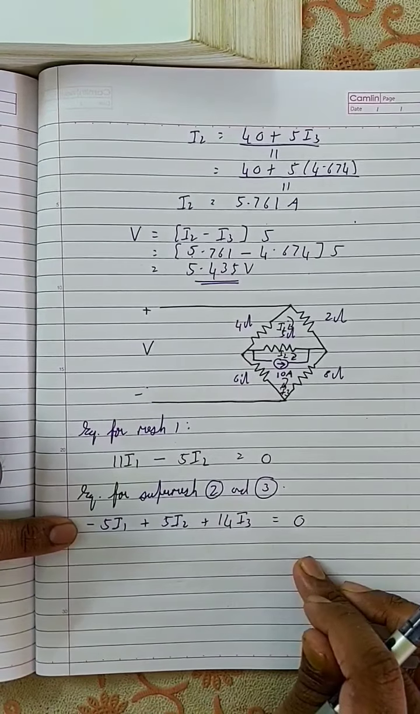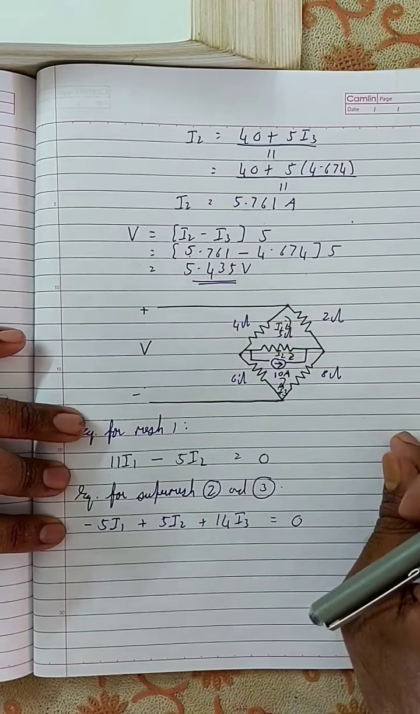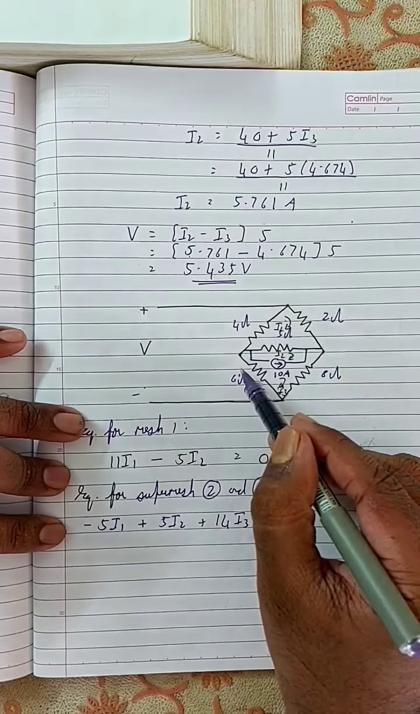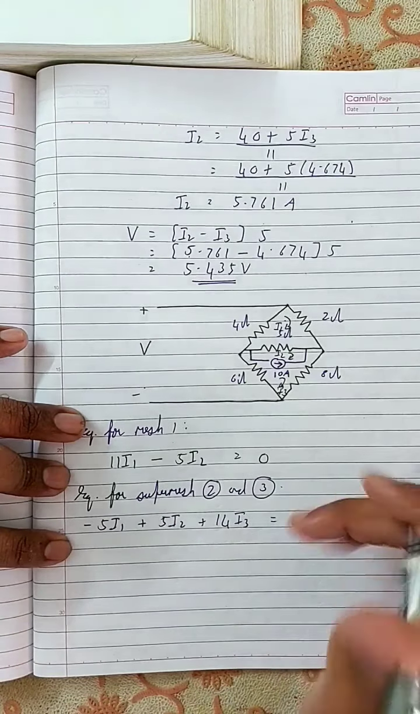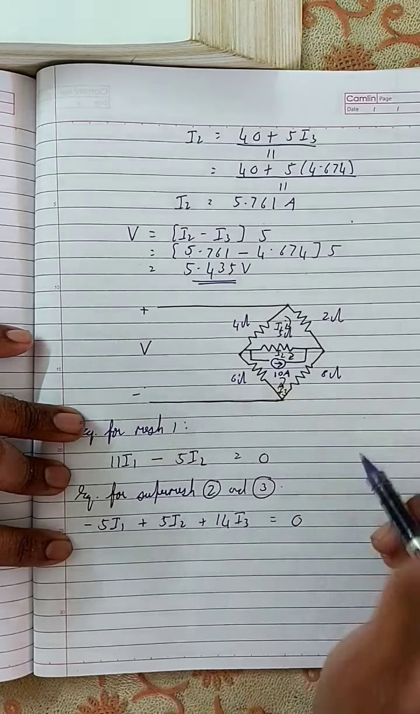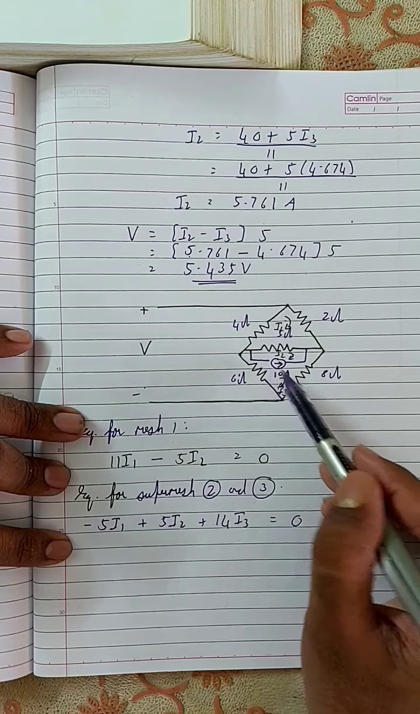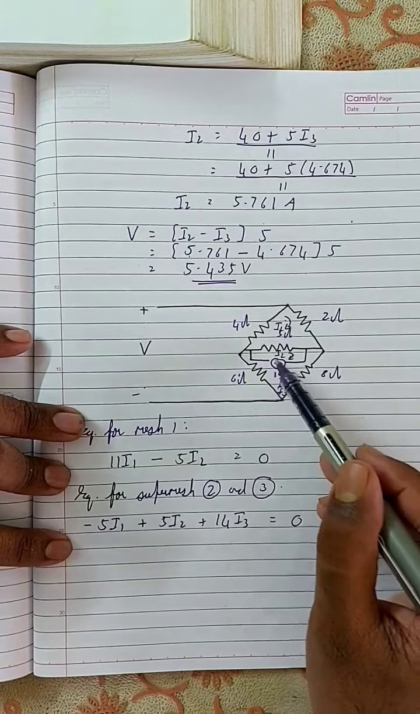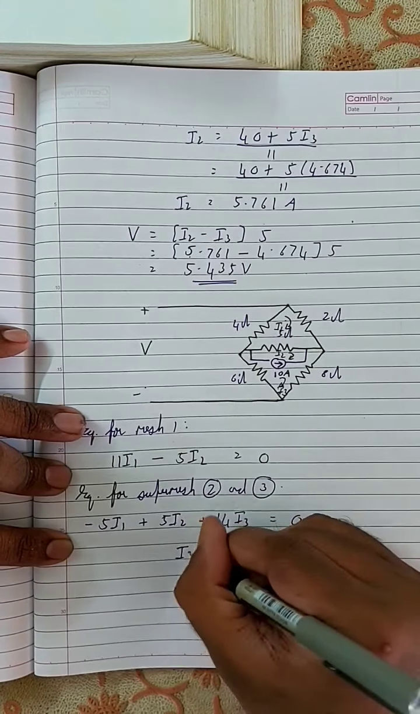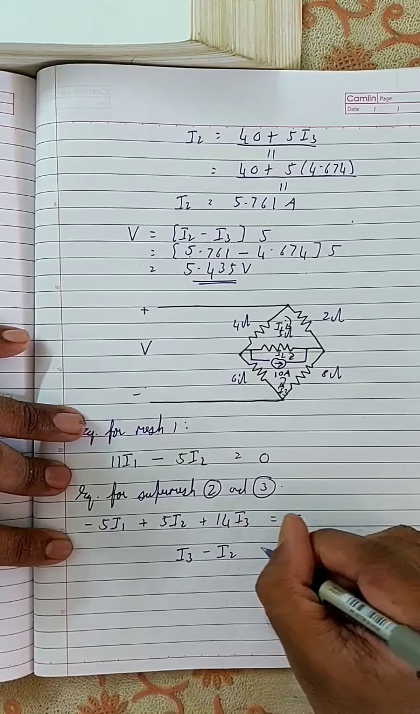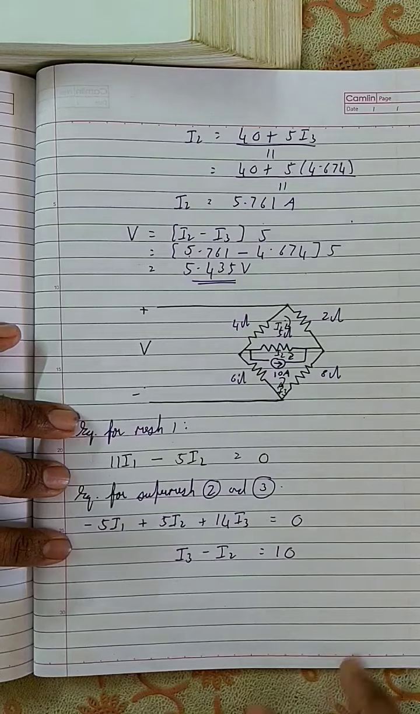Now you need to write the equation for the current source, and look at its direction. It is flowing from left to right. I3 is also flowing from left to right, since every current is in the clockwise direction, but I2 is flowing from right to left. So the equation for the current source is I3 minus I2 is equal to 10.